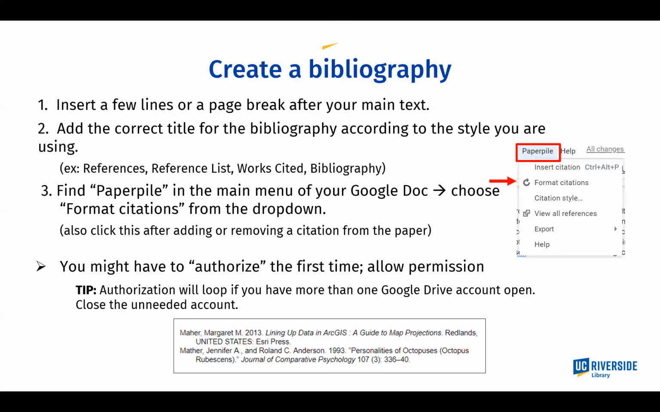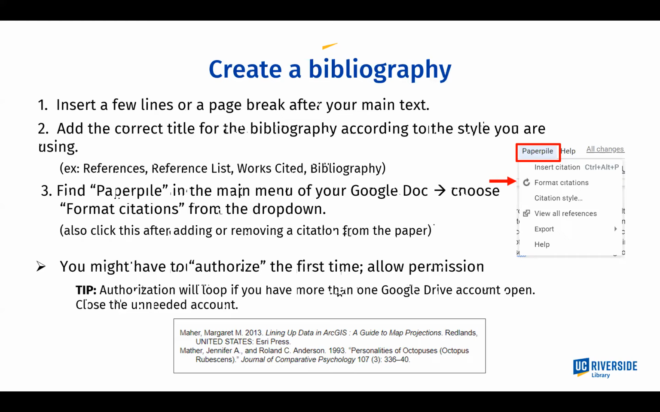And then this is the part that, yeah, I sure wish I had this. And I know lots of graduate students, when they find out about these kind of things, they say, oh, I wish I knew about that. So now it's time to create the bibliography for this paper that you've written. So the first couple steps are what you would do anyway. You would have a page break or a few lines between your main text and where your bibliography is going to go. You're going to type the correct title according to the style you're using.